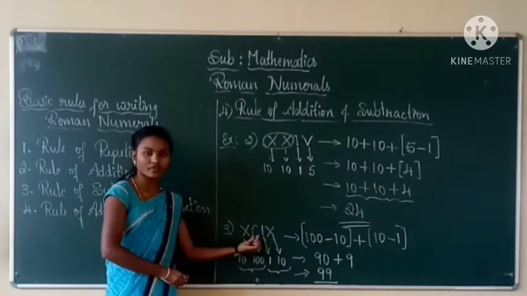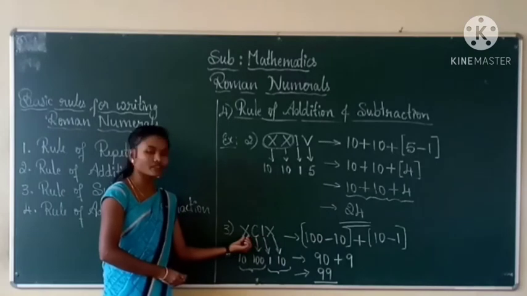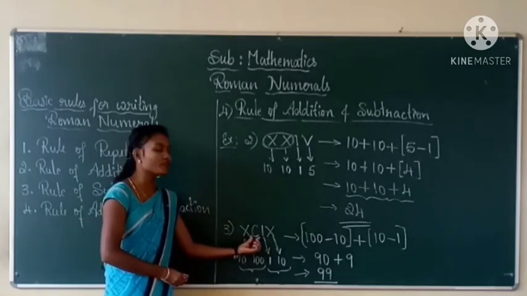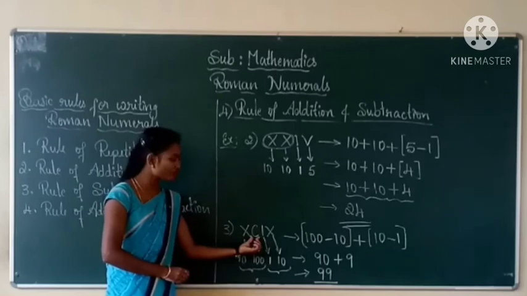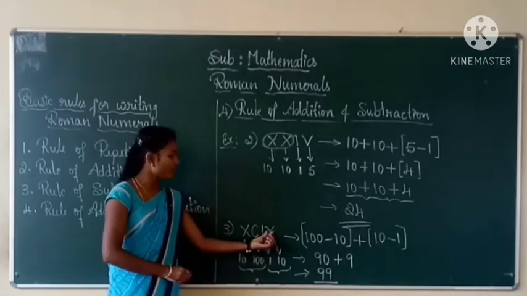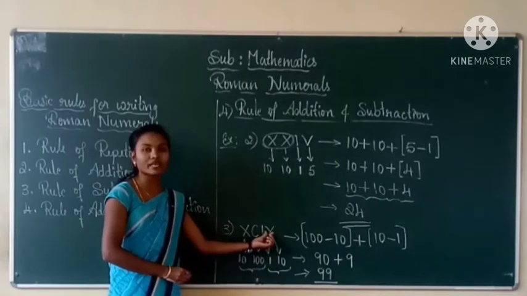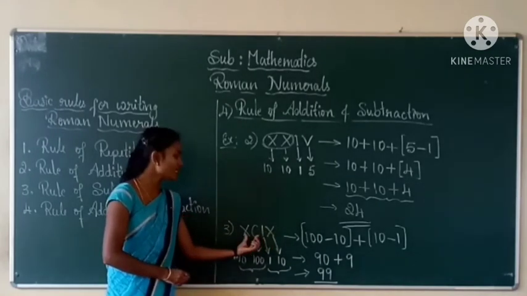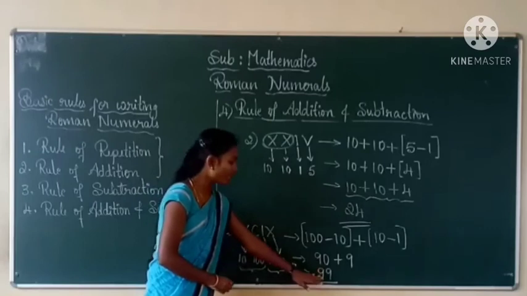So C stands for 100 and X stands for 10. If we minus 10 from 100, we will get 90. And I stands for 1 and X stands for 10. If we minus 1 from 10, we will get 9. Therefore 90 plus 9 is equal to 99.